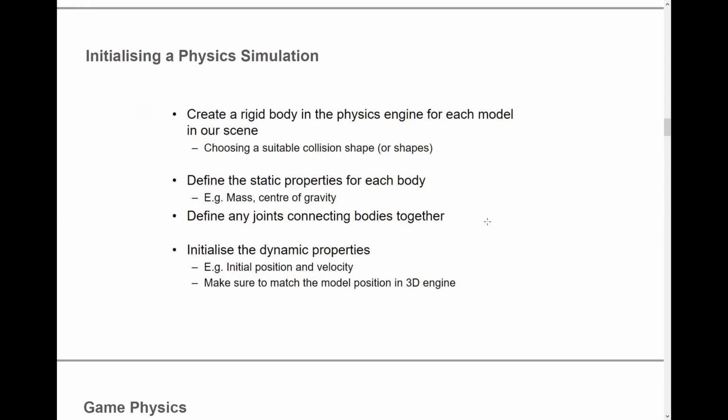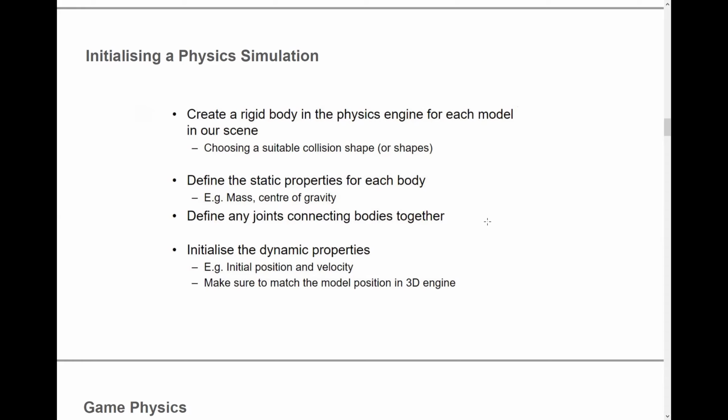Then we need to define the static properties for each body. You remember we discussed static properties and dynamic properties. So each body should have its static properties, mass, center of gravity, and the other things that we discussed under static properties.